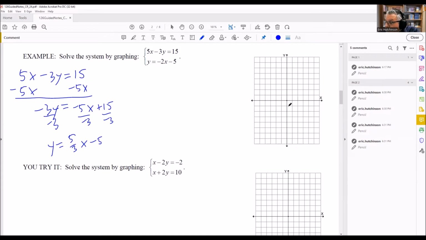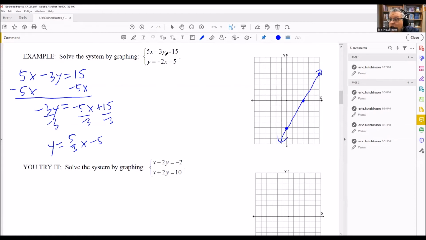We have minus 5, 1, 2, 3, 4, 5. We go down here. And then the slope is 5/3. So we're going to go up 5 and over 3 to the right. So we go 1, 2, 3, 4, 5, and over 3 to the right. And we get a line right there. We could do the same thing again to get this one here. And then we have our line that's drawn right there. So that's our line that we just solved for.